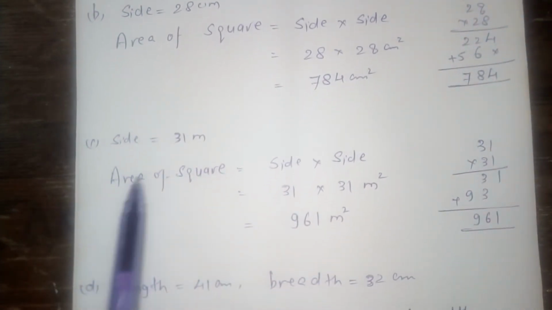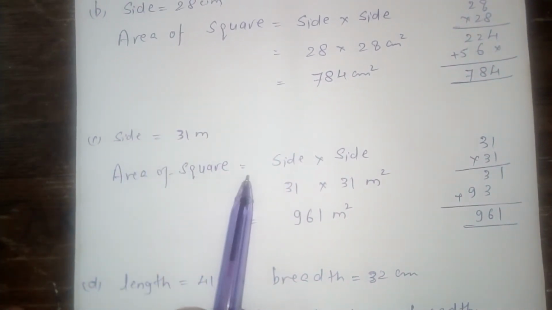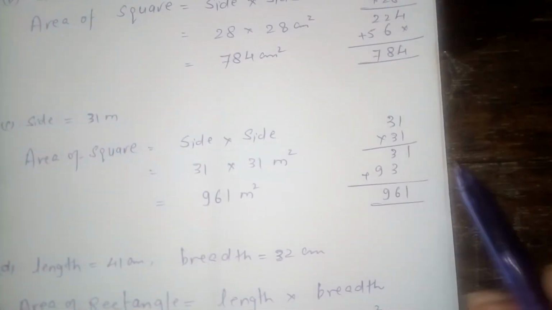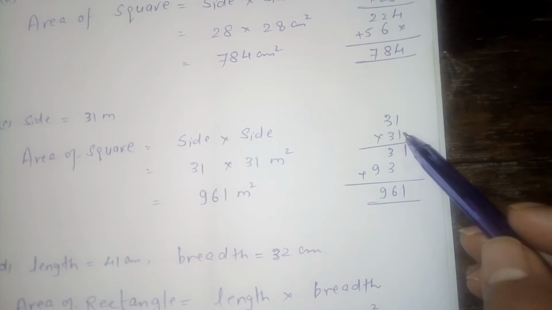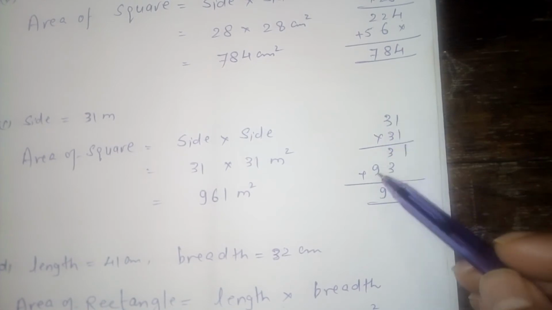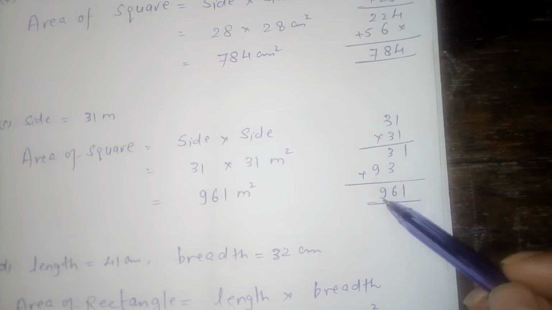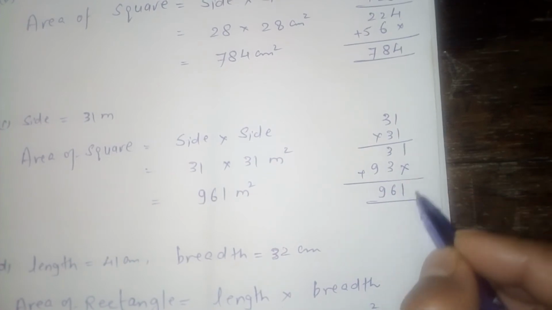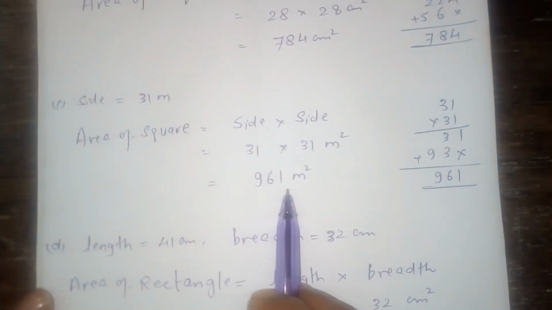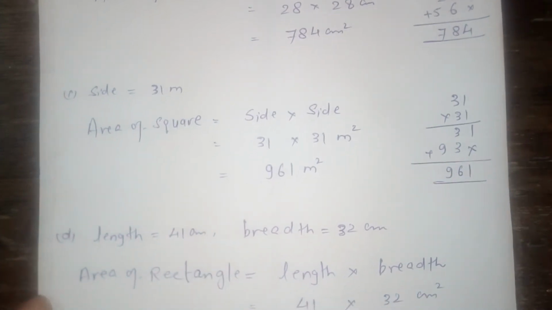Okay, again the side is 31 meter. The area of a square will be side into side, so 31 into 31. Now look here, 31 into 31: 1 times 1 is 1, 3 times 1 is 3, 3 times 1 is 3, 3 times 3 is 9, this is 1, 3 plus 3 is 6 and this is 9. Okay, the answer is 961. 961 square meter is the area of the square.